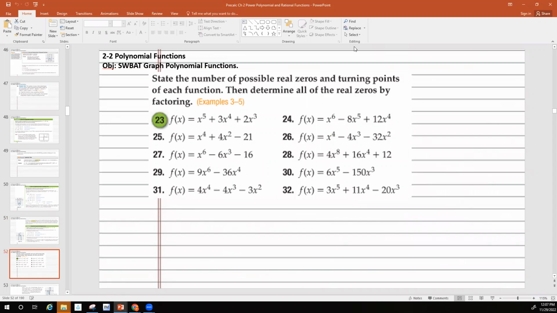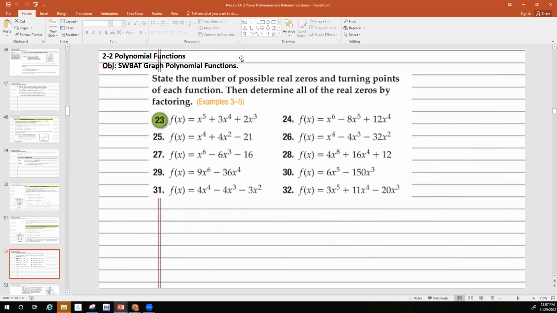All right. So here we want to state the number of possible real zeros and turning points of each of the functions. Then determine all the real zeros by factoring. All right. So let's look at 32 first.